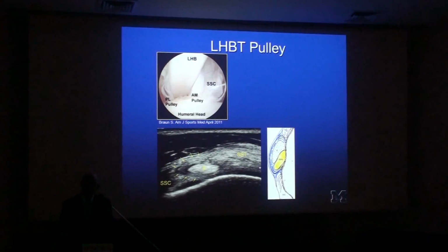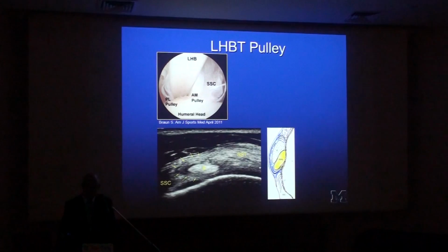In arthroscopy, you can see it as well with forward flexion of the arm. This is from the posterior portal. This is the elongate biceps tendon. This is the medial pulley. This is the lateral pulley.